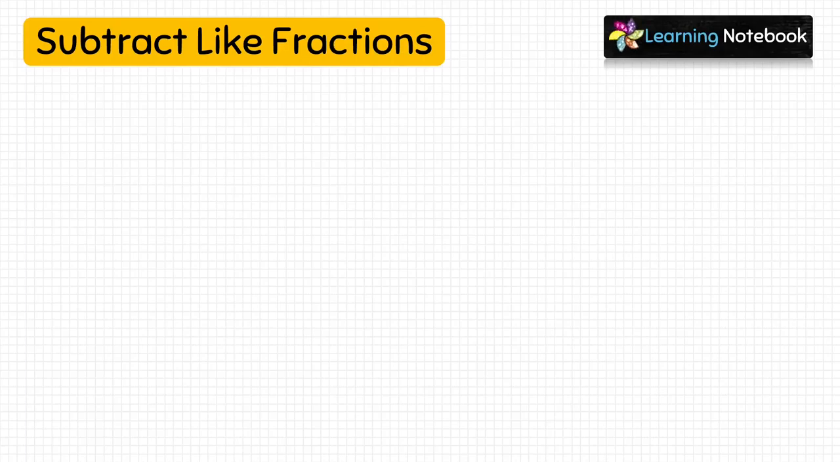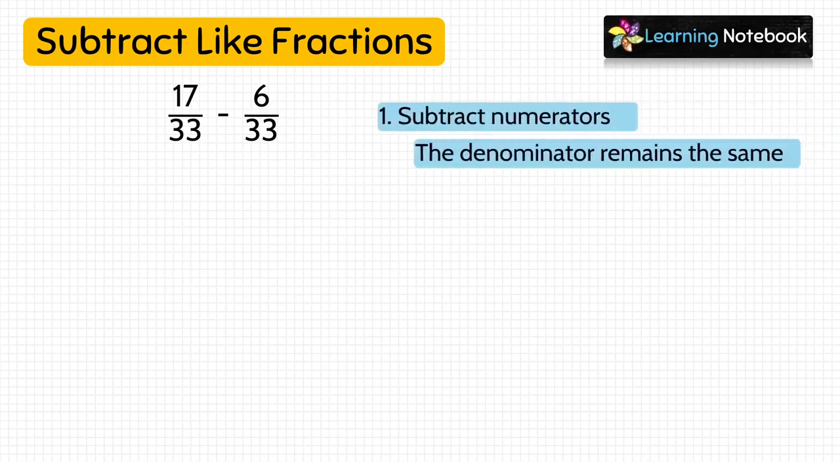Now let's see how to subtract like fractions. Question is 17 by 33 minus 6 by 33. Again students, we will just subtract the numerators here because the like fractions have the same denominator. So we will do 17 minus 6 upon 33.